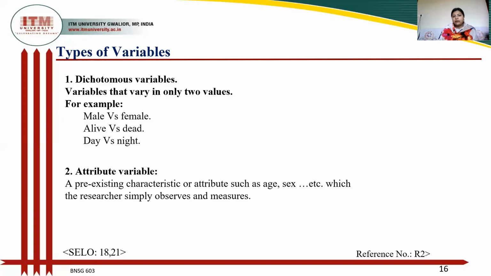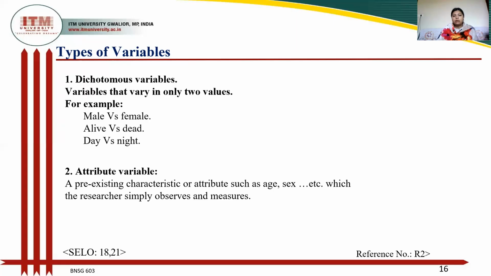So as I told you, dichotomous variables means what? The variables that vary in only two values. Okay, there are only two values. For example, you may take male versus female, alive versus dead, day versus night, height and weight. Two values that we are calling a dichotomous variable. For example, you may take knowledge, attitude, practice. Okay, so these are the variables.